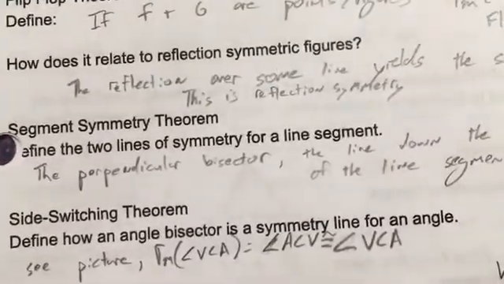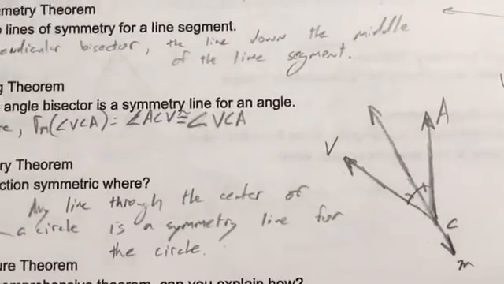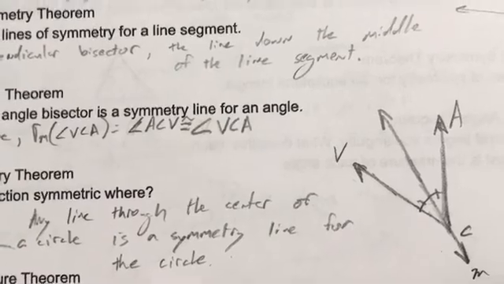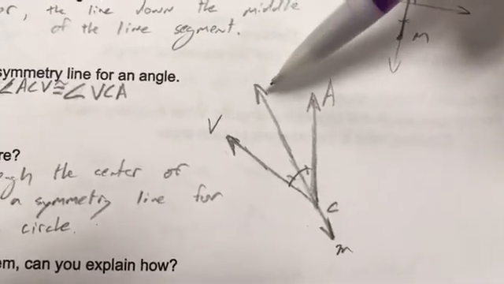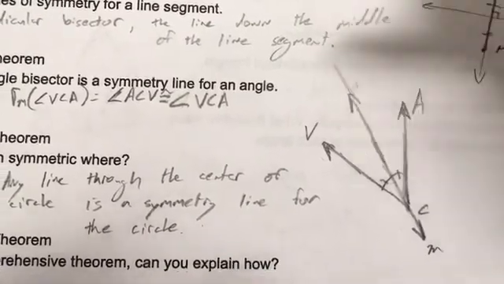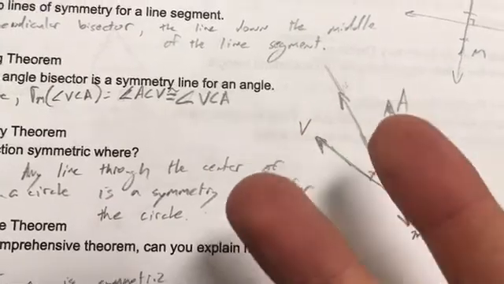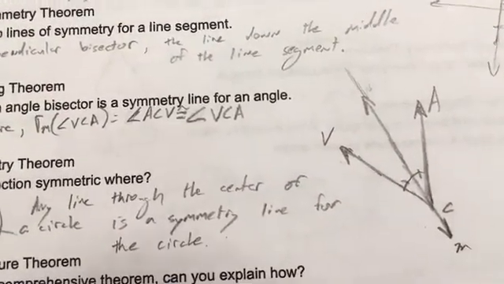The side switching theorem. This is basically saying if I have any given angle, what is the symmetry line for that? And it is the angle bisector. And so you can imagine my angle, if I was walking in the forest for mathematics, and this was my little spider's web. If I had a little spider's web right here, and the angle is just hanging there, I could spin this angle and it would coincide, it would live in the same place.